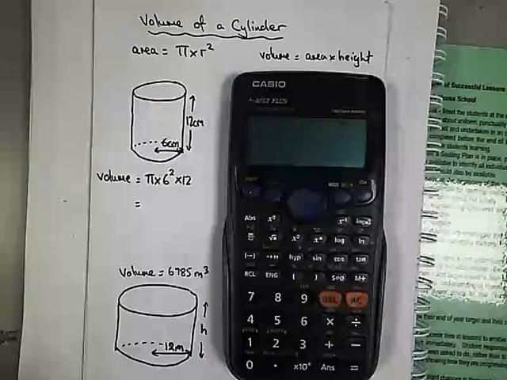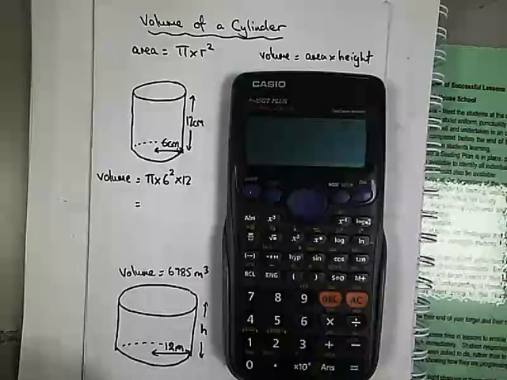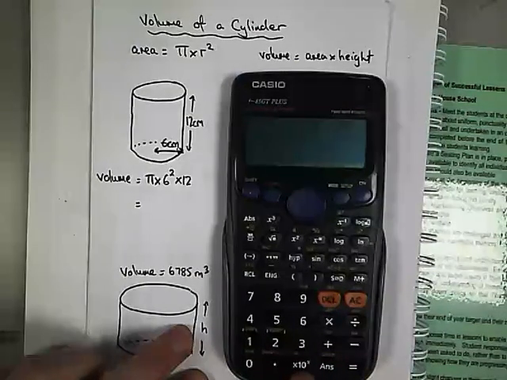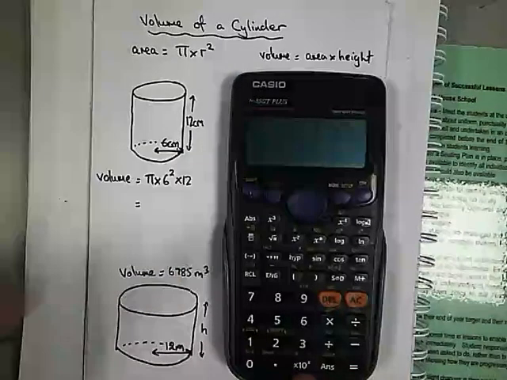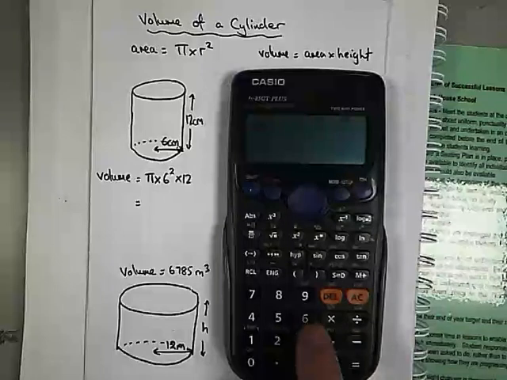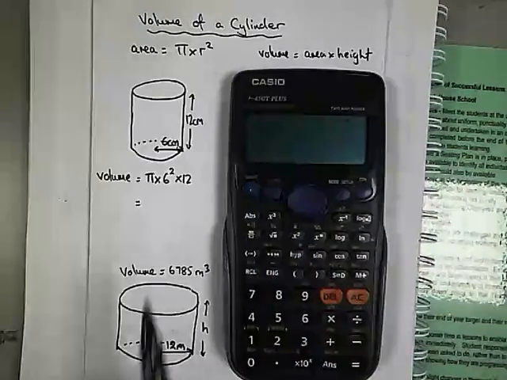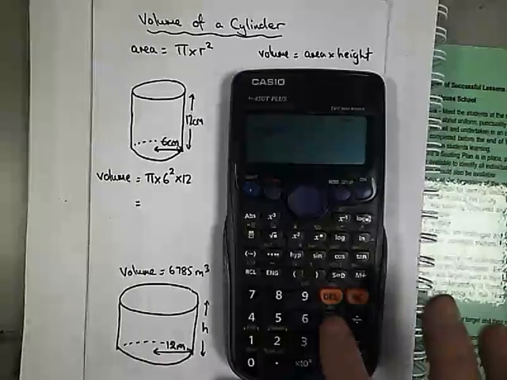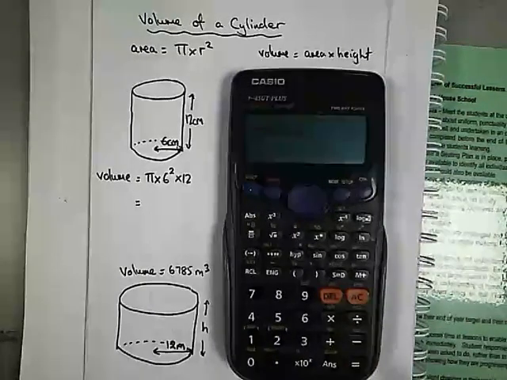So, calculator on. We need the pi button. The pi button's down here at the bottom. It's in yellow writing, just behind the times 10. So we hit the shift, press the pi. Okay, so we've got pi. We need to times that by 6 squared. And that is going to get me the area of the base. Now if I times that by 12, which is the height, I will get the volume.